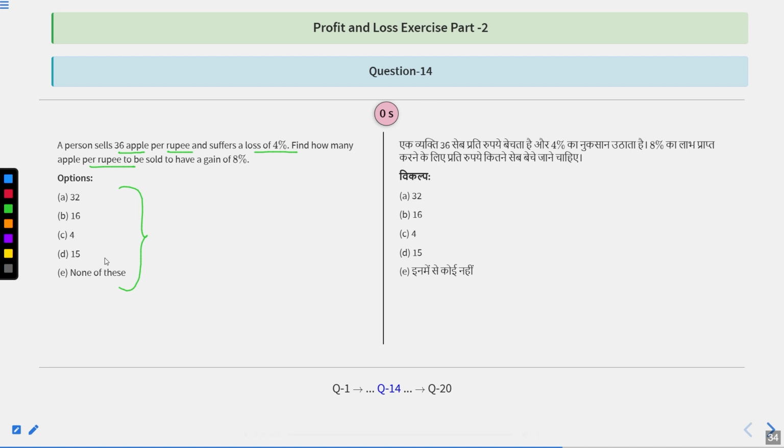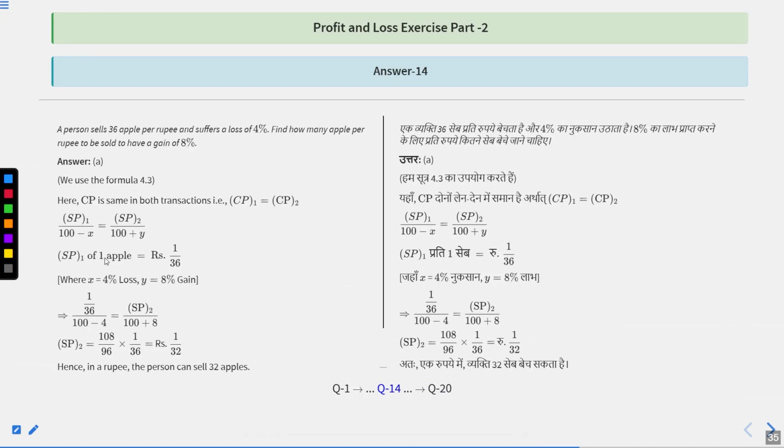Now time's up. Let's see the solution. The question says that a person sells 36 apples for 1 rupee and suffers a loss of 4%. Now it asks us to find out how many apples for a rupee are to be sold to gain 8% profit. Clear? So in this question, the cost price is always constant. CP1 and CP2 are equal. So we can calculate SP.